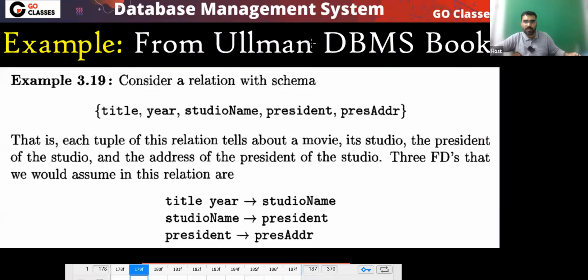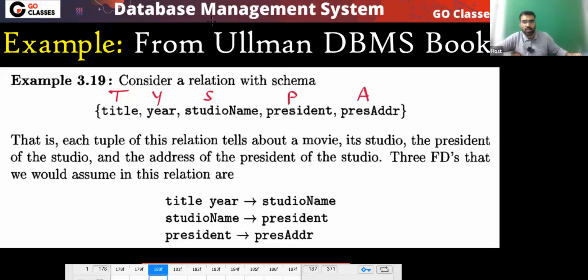Consider this example from the Ullman DBMS book. These functional dependencies are given to you. Let's solve this question first. In the exam, they will give you this type of question. What will you do first? First, you will make abbreviations. Yes or no? Correct? Agree or not? Just make abbreviations. Like, you can call it P, and you can call the precedent address A.